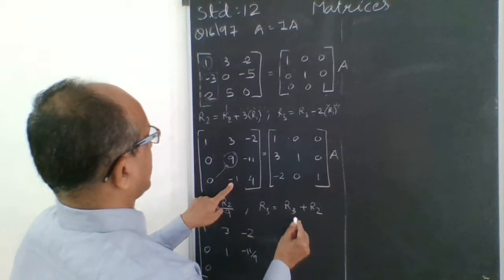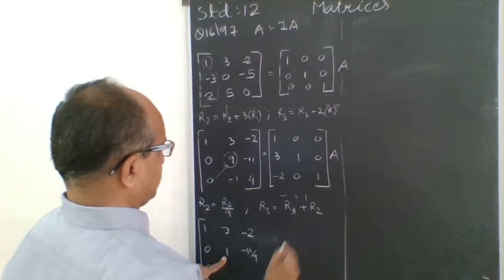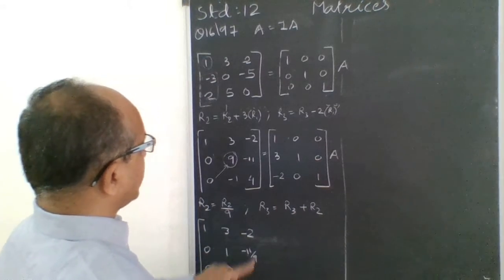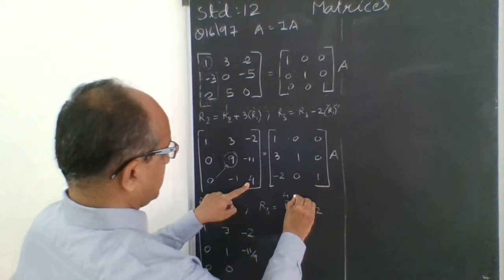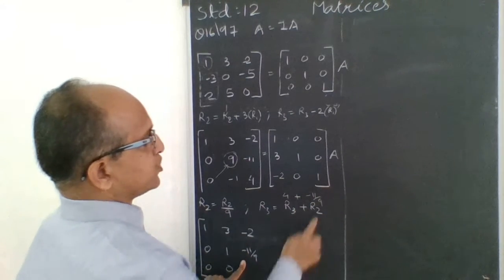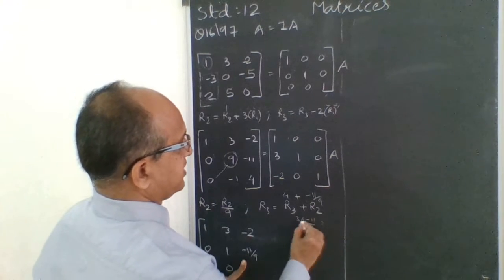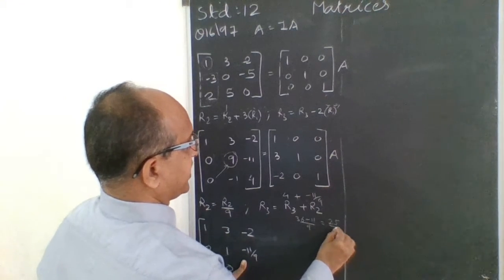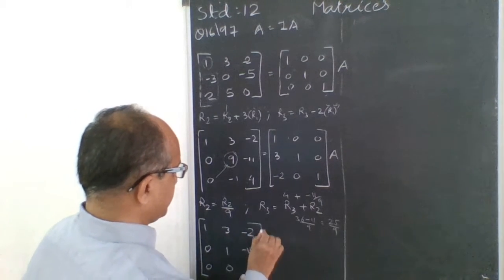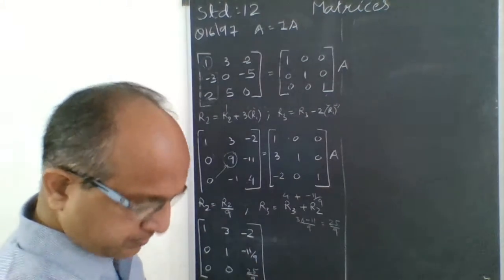Now here R3 is minus 1 and R2 is 1. So it becomes 0. Now R3 is what? 4 plus R2 is what? Minus 11 upon 9. So 36 minus 11 upon 9, so that is what? 25 upon 9. So this we are getting, 25 upon 9. Right? So same operation we will do here also.